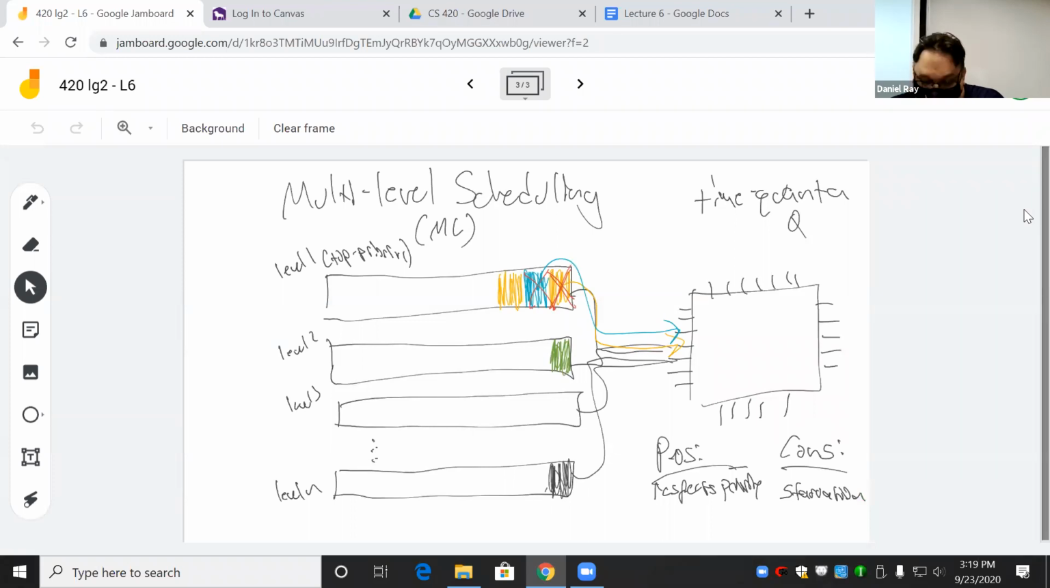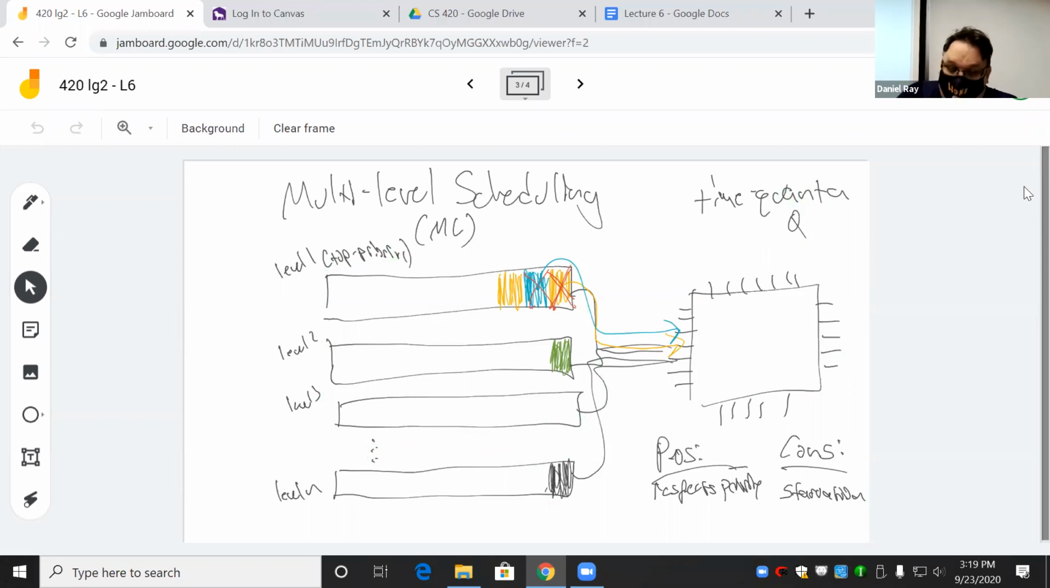Okay? This guy has to wait for all other higher priority things that might arrive to run, and he has to do that potentially multiple times if he can't finish in one time quanta. Okay? Does that make sense?